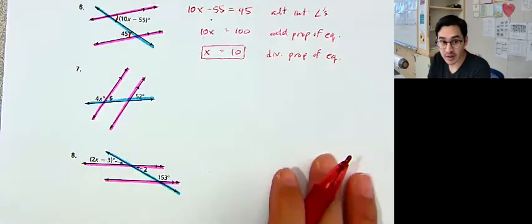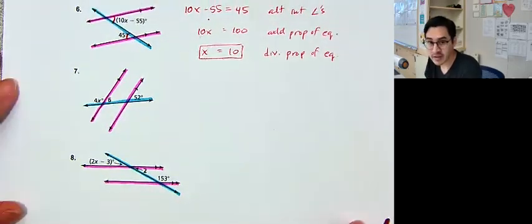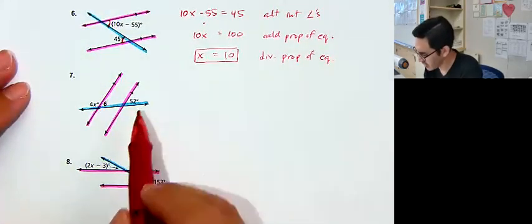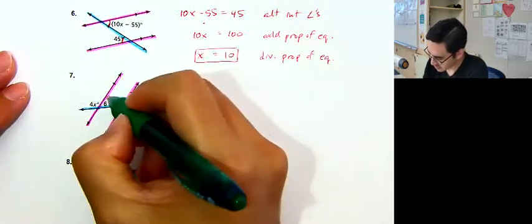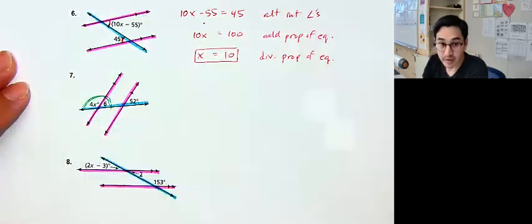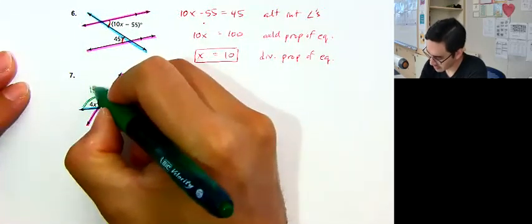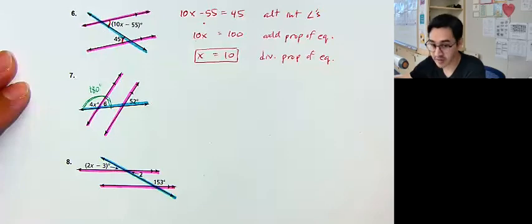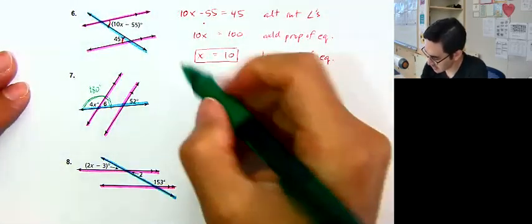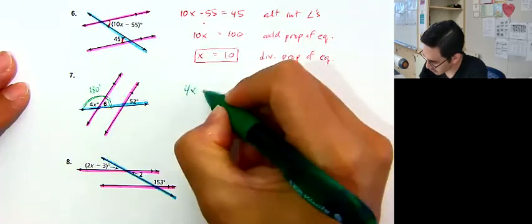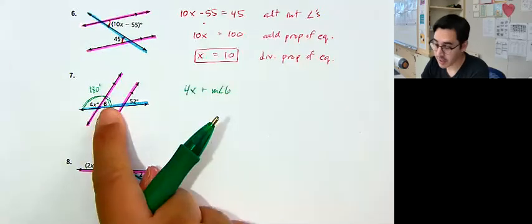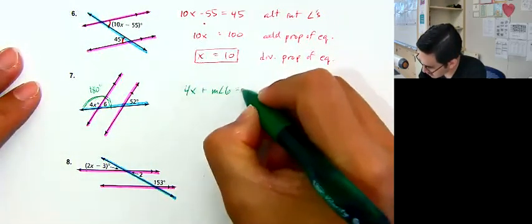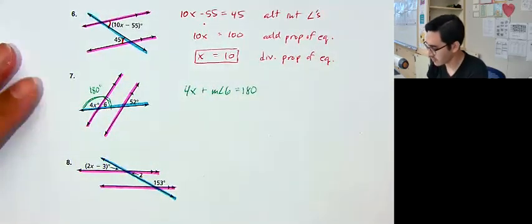All right, figure number 7. Let's see here. So first thing I notice is that I have two angles that are next to each other, right? And we know that they're going to sum to 180 degrees. Okay, so we call that a linear pair. So I could write 4x plus the measure of angle 6, which I don't know yet, is going to equal 180 degrees.